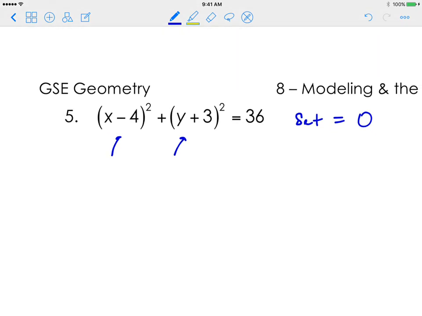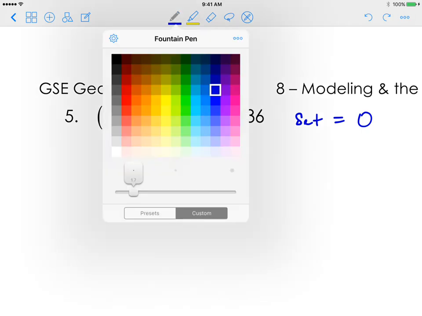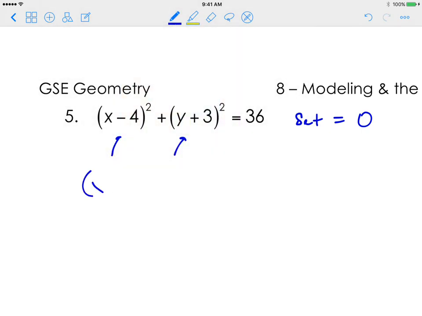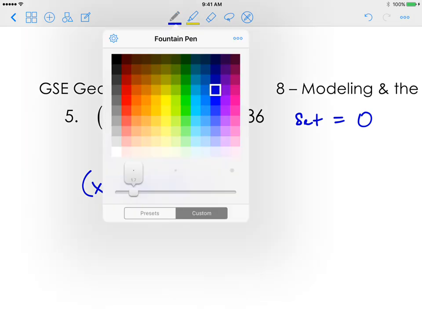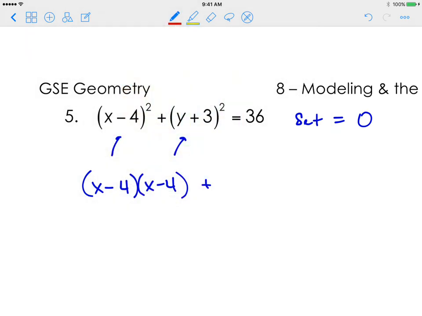Remember, we're not distributing a power. Okay? That's not how this works. In reality, there are two x minus 4s. So I got x minus 4 times x minus 4 plus, I'm going to do it in a different color, there are two y plus 3s. Y plus 3, y plus 3. And then, of course, that little equals 36 is out there. We'll use him towards the end.